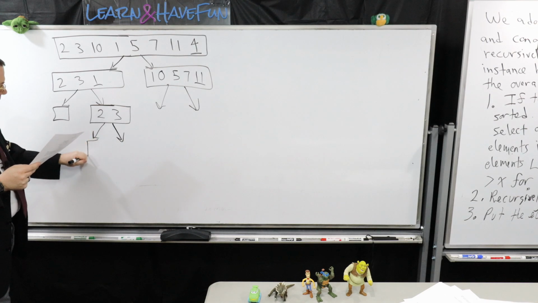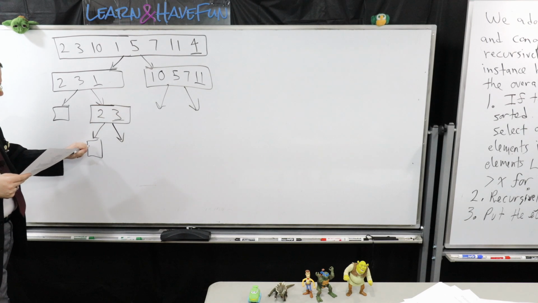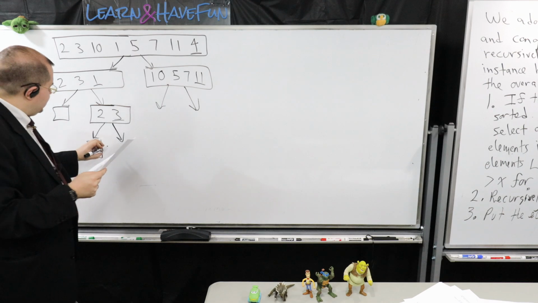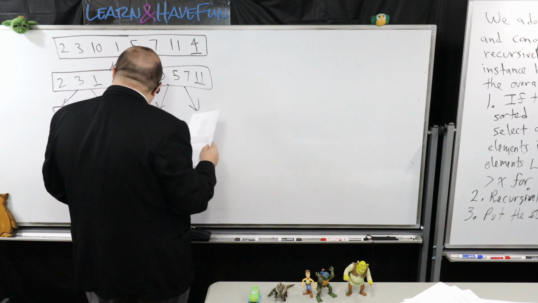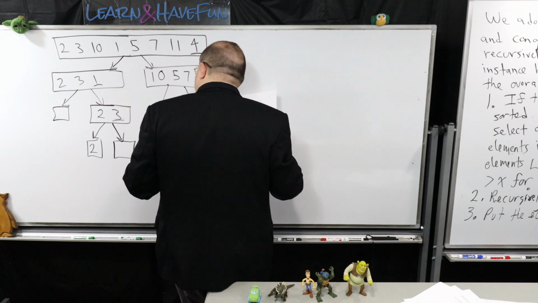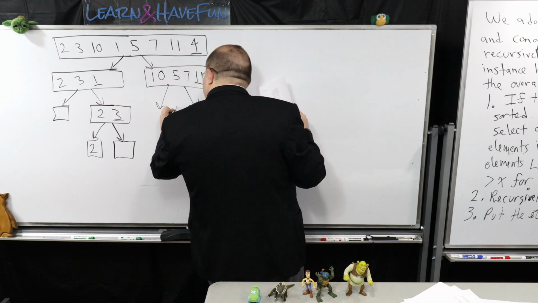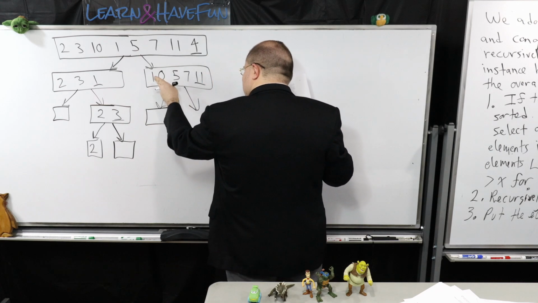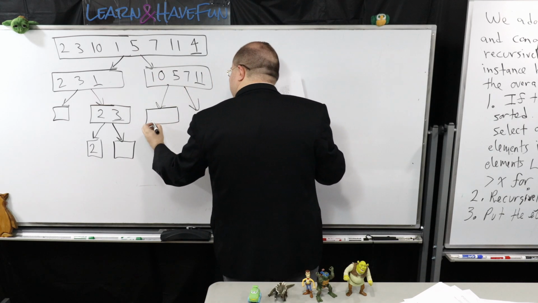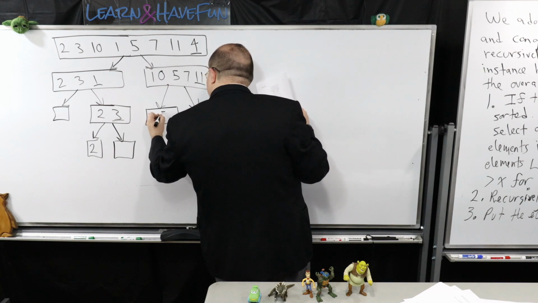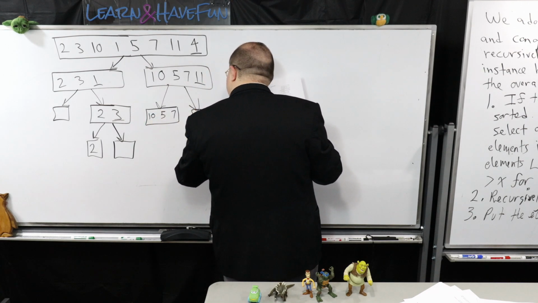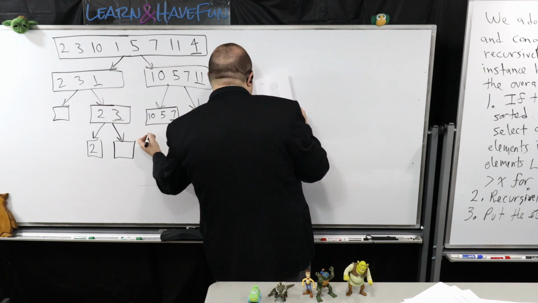See, then I have 3 as the pivot here. 2 is less than 3, so it goes in the left bucket, or less than bucket, and nothing goes into the right bucket, or greater than bucket. Same idea over here. Actually, technically, all of these elements are less than 11, so I have 10, 5, and 7. Nothing in here. I pick 7 as the pivot here.